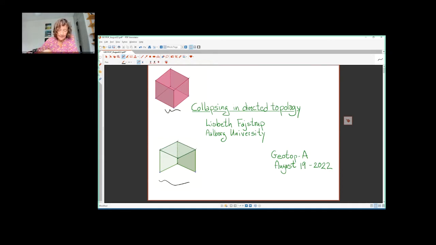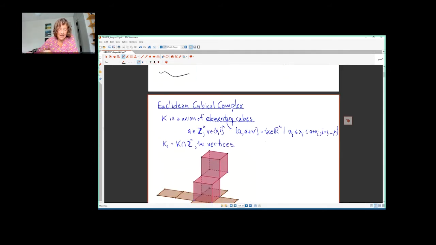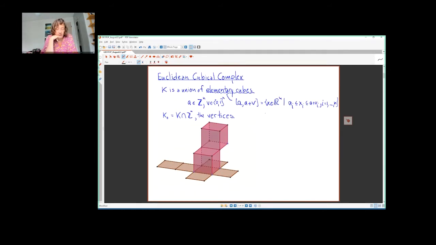What are my combinatorial or discrete spaces? They are Euclidean cubical complexes, and these are very simple things. I'm sticking to those because those are the ones where I can end up saying something in the end. So I have a union of elementary cubes, and an elementary cube in R3 could be a 2-cube like this one, sort of a flat one. It could also be a 1-cube, so let me put an edge here. Or it could be a 3-cube like this one.